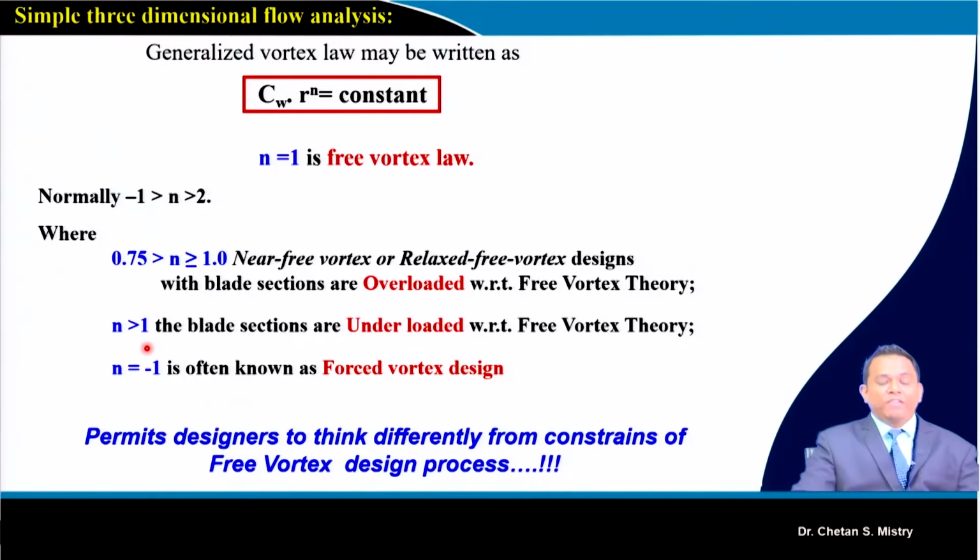Now if n is greater than 1, the loading is what we call an underloaded configuration, and if we take n equal to -1, we call that a forced vortex design. Okay, so it is the designer's choice what kind of vortex distribution he or she will select at the entry of the rotor and at the exit of the rotor.